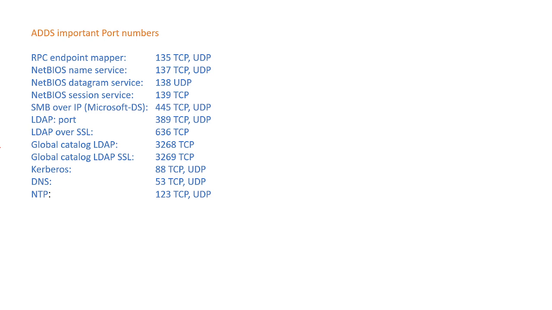Let me explain. TCP means it's connection oriented, guys. TCP is connection oriented. UDP is connectionless.